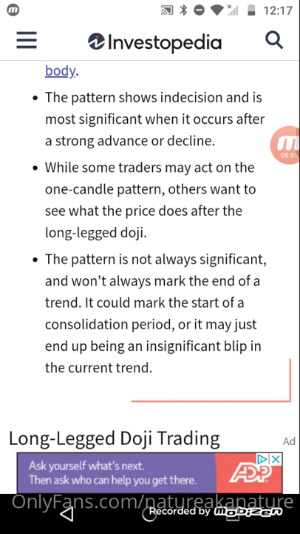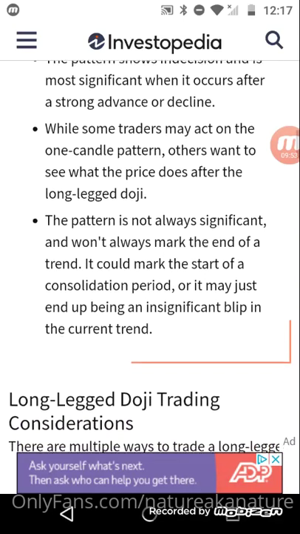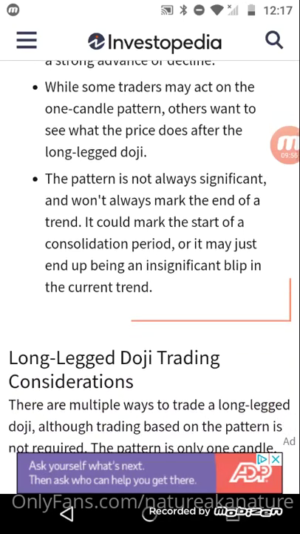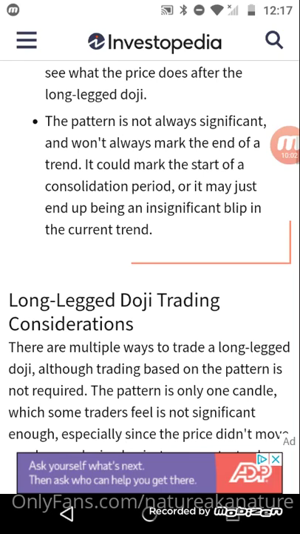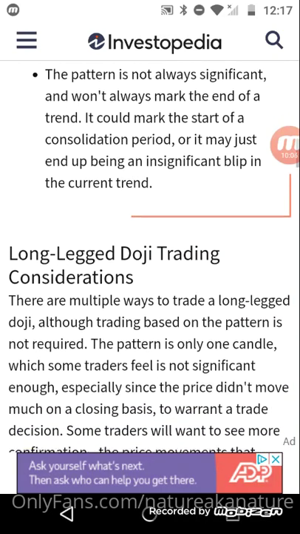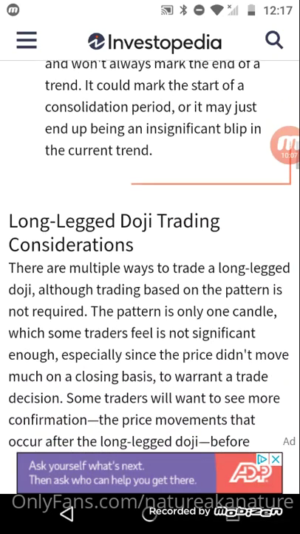I've been watching this market for a long time now, so it does do that. It does that a lot of times. It goes into a consolidation period, and then it may just end up being a significant pip in the current trend. So it's going to be reversed eventually.